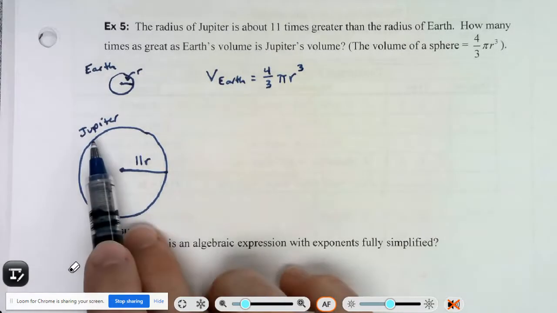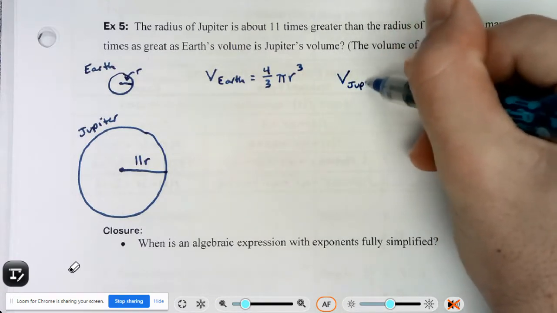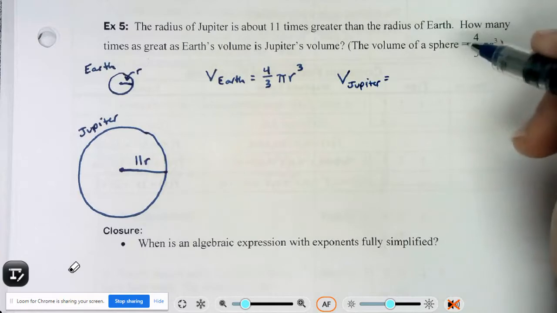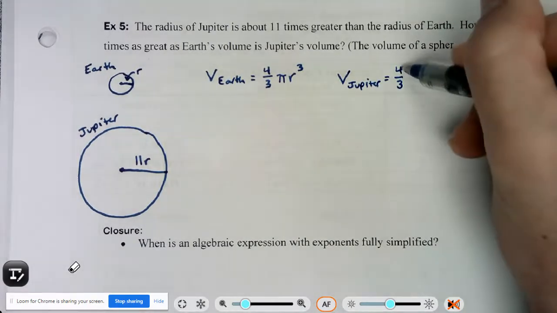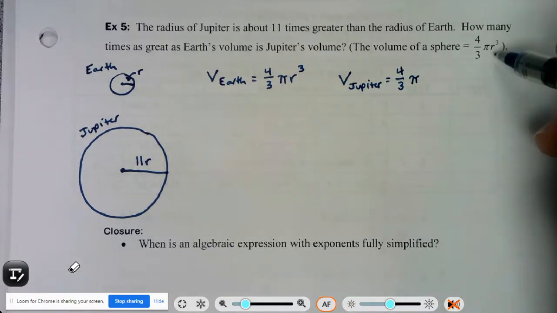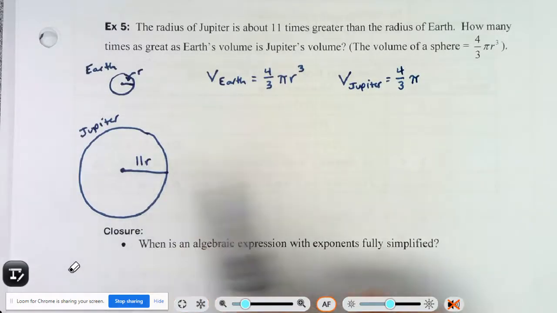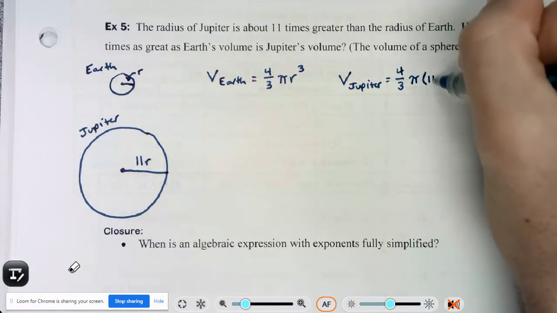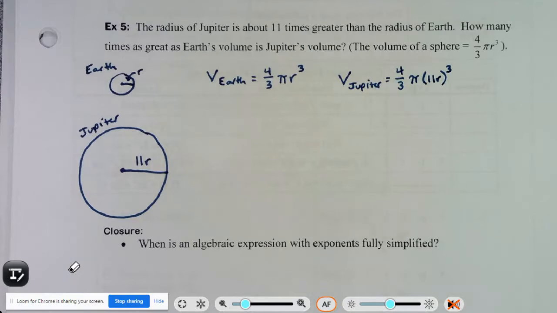Well, let's try to write the volume of Jupiter. It's going to follow the same spherical formula, 4/3 pi, but instead of r, we know that Jupiter's radius is 11r. So we want to put in 11r for that spot, and then it's still raised to the third power. Okay, so we have both of the equations written out.